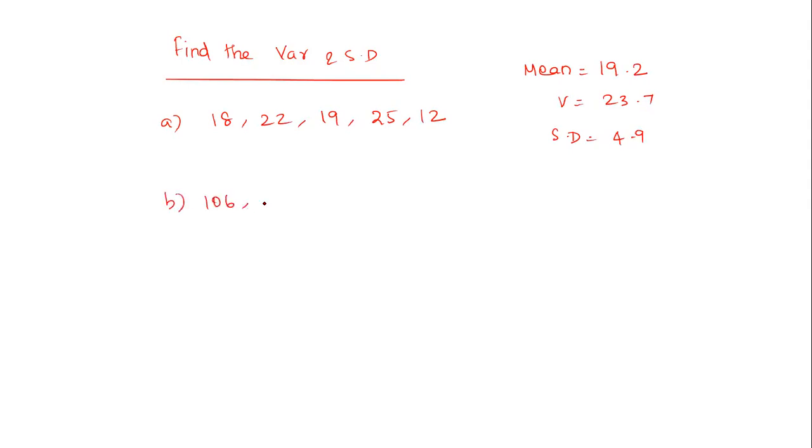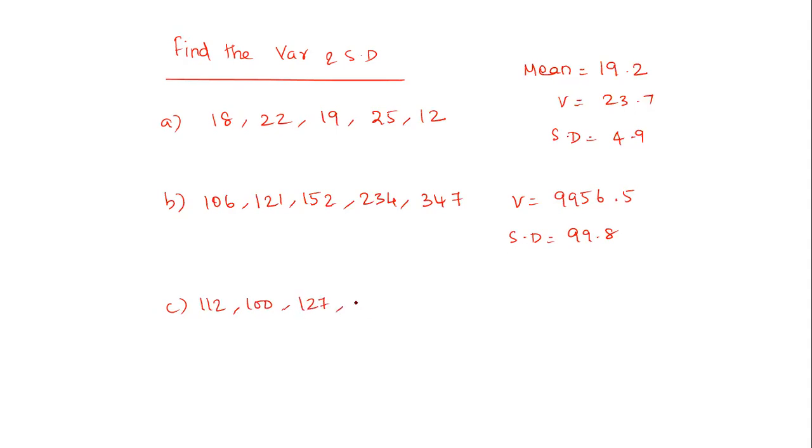And B is 106, 121, 152, 234, 347. Here the variance is 9956.5 and the standard deviation is 99.8. Then C is 112, 100, 127, 120, 134, 118, 105, 110. Here the variance is 127.6 and the standard deviation is 11.3.